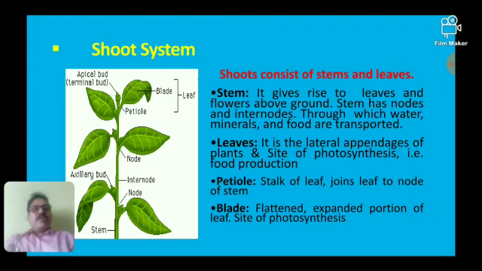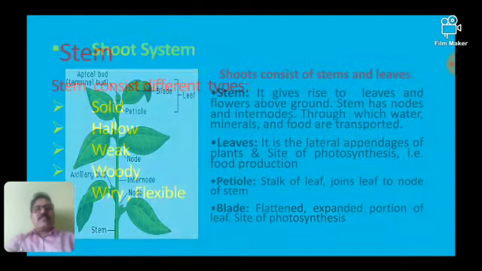Then the petiole is the stalk of the leaf that joins to the nodes of the stem. The blade is the flattened expanded portion of the leaf, and that is also a site of photosynthesis.